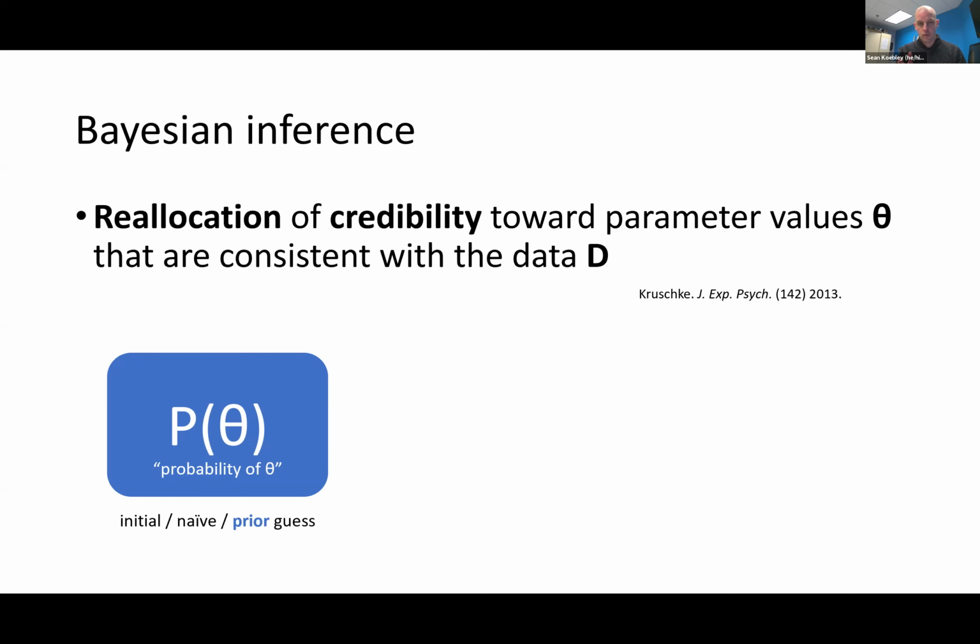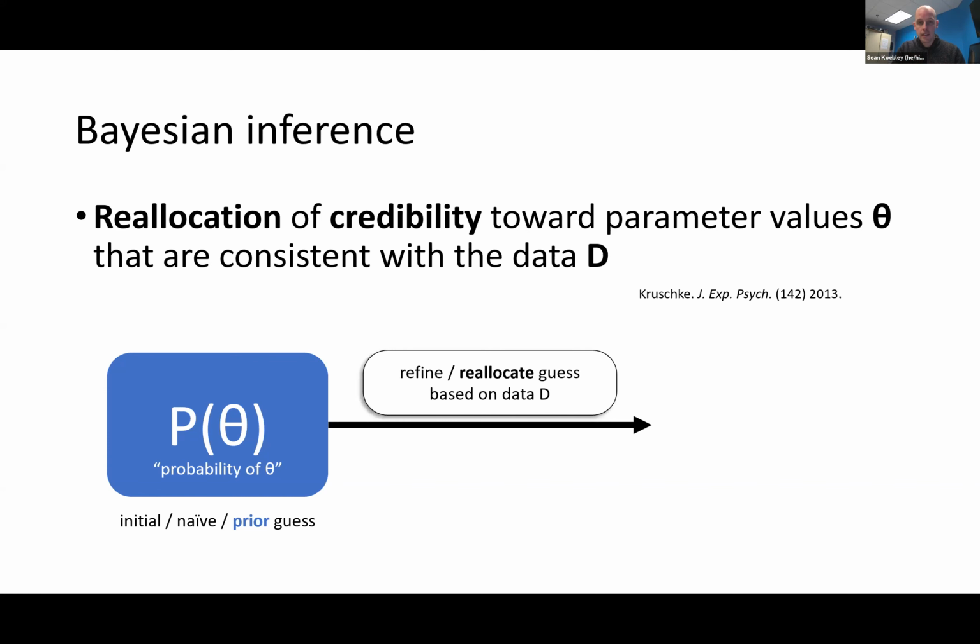So when we talk about prior knowledge in Bayesian statistics, we're actually talking about this value here, the probability of theta, or the probability of your parameters being true, a certain set of parameters being true. So this is an initial, a naive, or it can be informed by prior data as well. So you might have some preliminary results that give you some idea of what theta should be, and this is your prior knowledge.